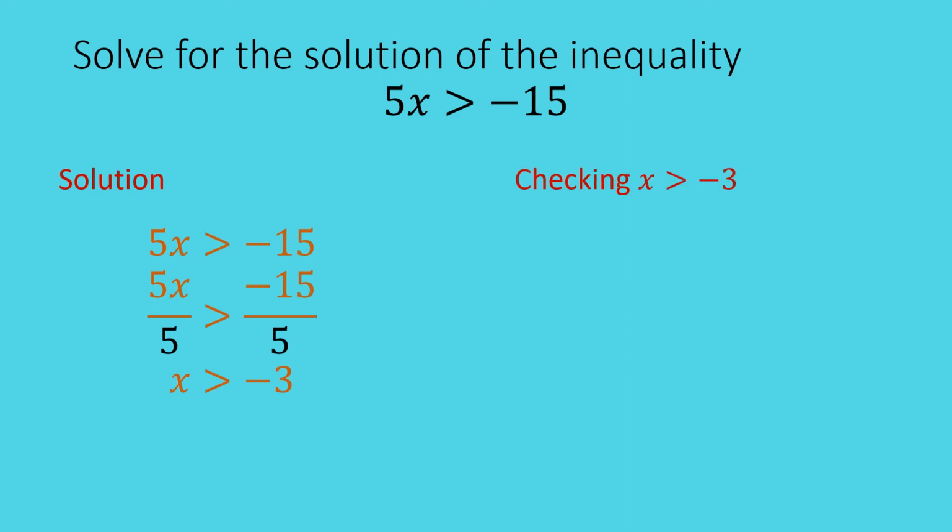Now, let's do the checking. If x is greater than negative 3, the first integer that we can use is negative 2, because negative 2 is greater than negative 3. Using the inequality 5x is greater than negative 15 and substituting the value, 5 times negative 2 is greater than negative 15. So negative 10 is greater than negative 15. At this point, we are sure that x is greater than negative 3 is the answer to our inequality.